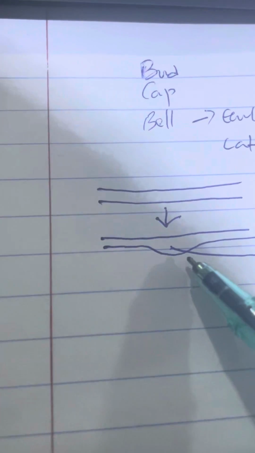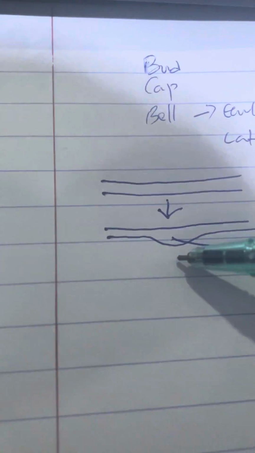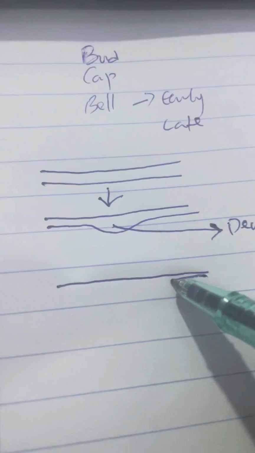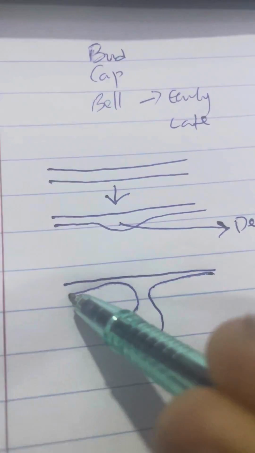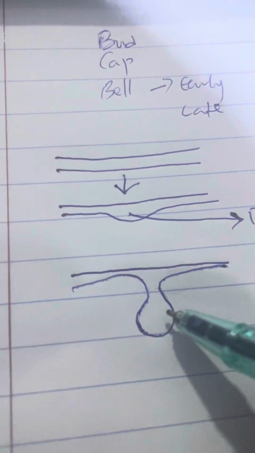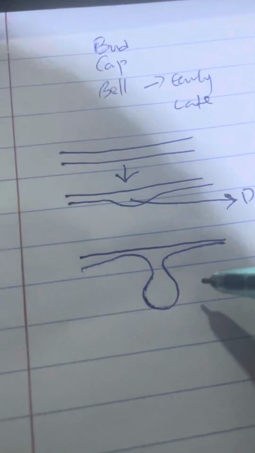Then this dental lamina develops into a bud. So this is the downward growth going to come to develop into a bud. This is like the bud stage. So now this bud, you can either call it a dental bud or enamel organ.